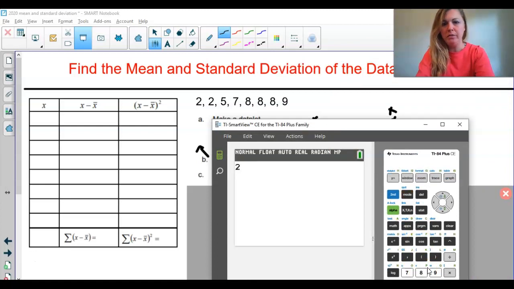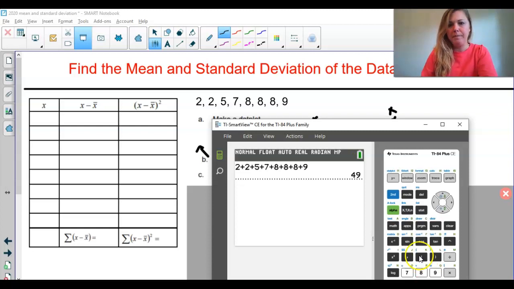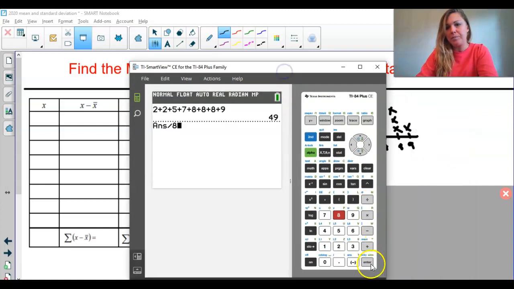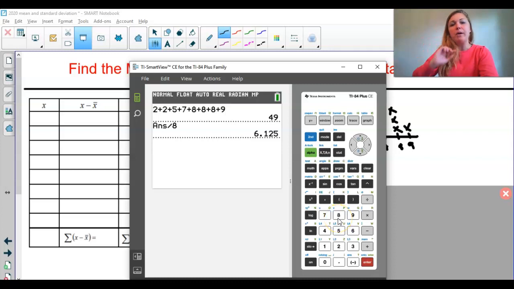I'm going to add up 2, plus 2, plus 5, plus 7, plus 8, plus 8, plus 8, plus 9. So there's my sum. Let me double check that I typed this in right: 2 plus 2, 5, 7, 8, 8, 8, 9. Now I'm going to divide by how many there are, and we've already established that there are 8 observations. And we're going to get a mean of 6.125.